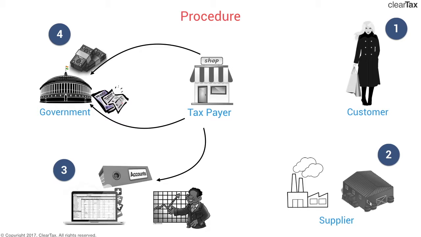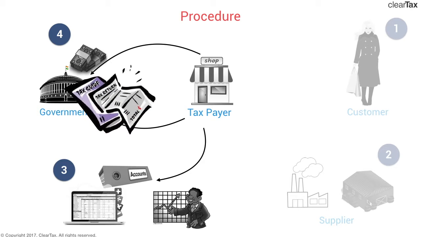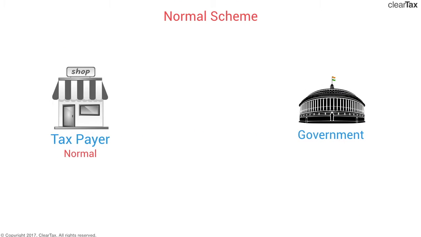We are done with analyzing the first two stages, customer related and supplier related. Let's now take 3 and 4, that's internal procedure related and government related together, because they are interrelated. You'll see how. In the normal scheme, you will have to file too many returns to the government.